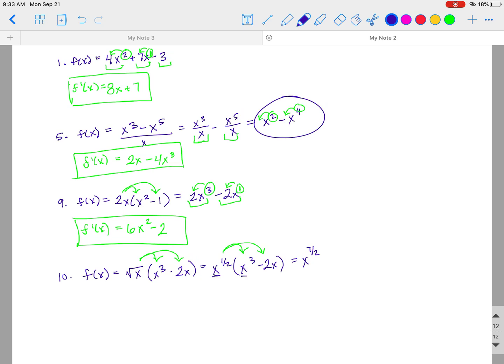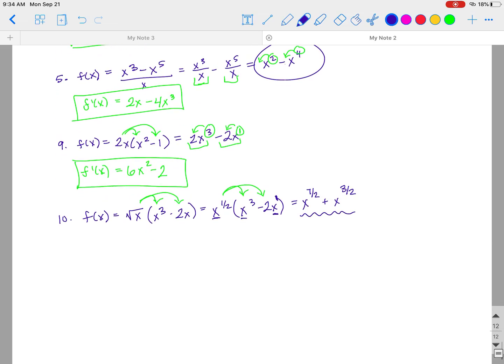And then when I multiply x to the 1/2 times 2x, this has a power of 1. So when you are multiplying powers with the same base, you add their exponents. So 1 plus 1/2 is the same thing as saying 2 over 2 plus 1/2, which sums to 3/2. So again, when you multiply powers with the same base, you add their exponents. So f of x, its equivalent form, is x to the 7/2 plus x to the 3/2.